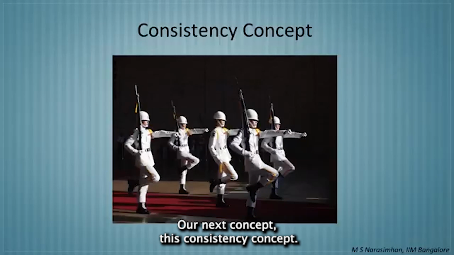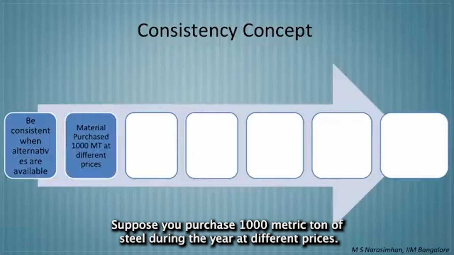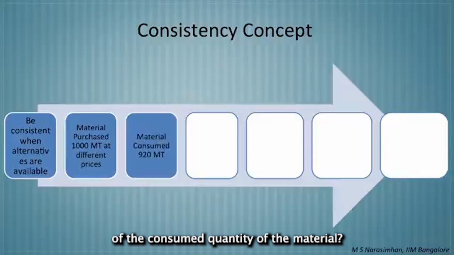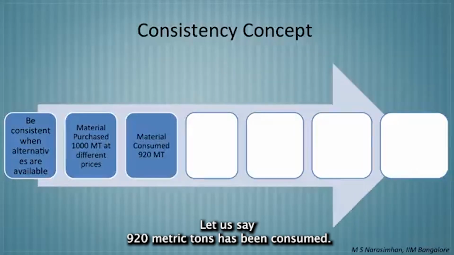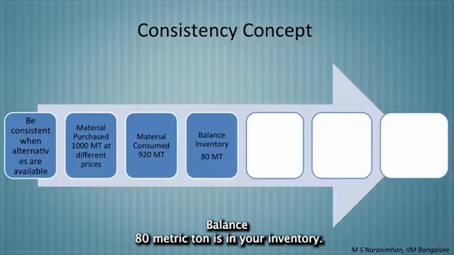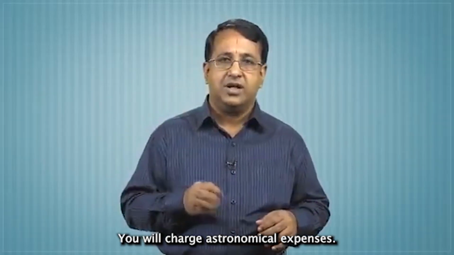Our next concept is the consistency concept. At times you may have different options in dealing with certain accounting issues. Suppose you purchase 1000 metric tons of steel during the year at different prices. At the end of the year you find the value of the consumed quantity of the material. Let us say 920 metric tons has been consumed. The balance 80 metric tons is in your inventory. What is the value you will charge as raw material expenses?